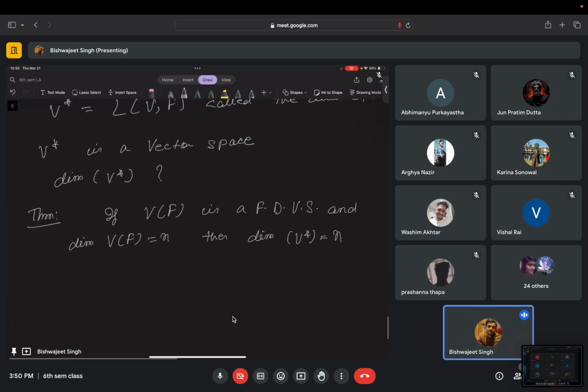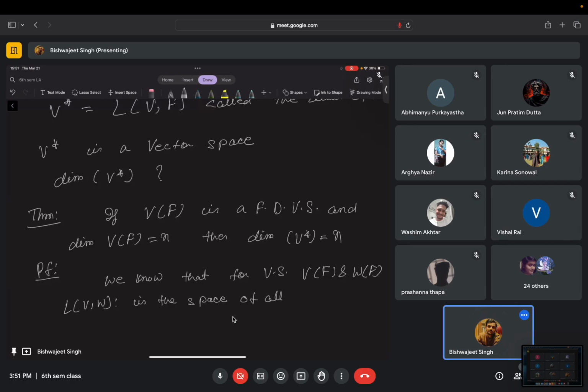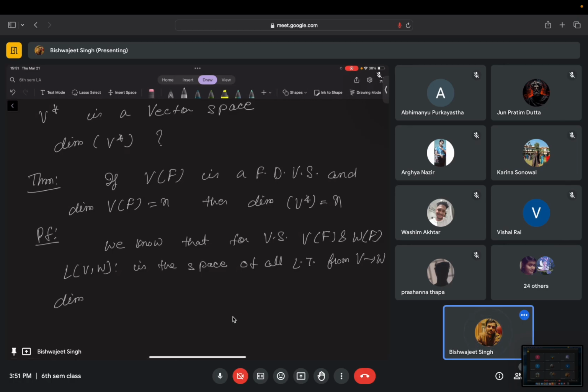Okay, the proof is pretty simple. We know that for vector spaces V over F and W over F, L of V, W is the space of all linear transformations from V to W, right? And what was the dimension of L of V, W?